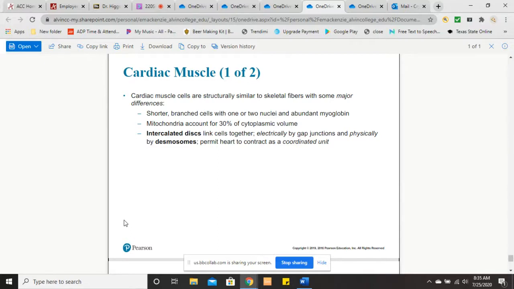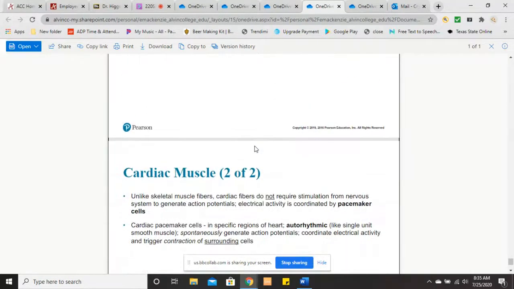Remember, we saw intercalated discs in cardiac. And I told you those intercalated discs were part gap junction, allowing cells to send information, their electricity, from one cell to another. Remember, this is how you get the heart to contract as one. You call it a coordinated unit. It contracts as one. Why? It's thanks to all those gap junctions in the intercalated discs.